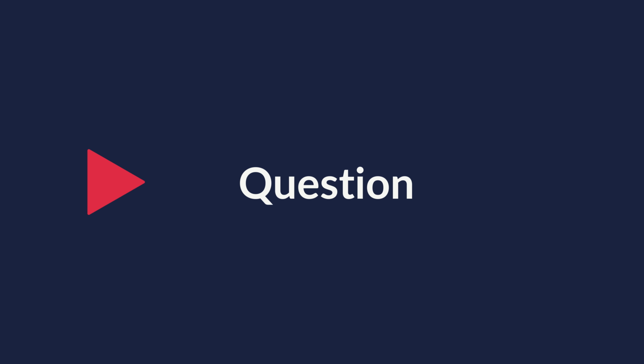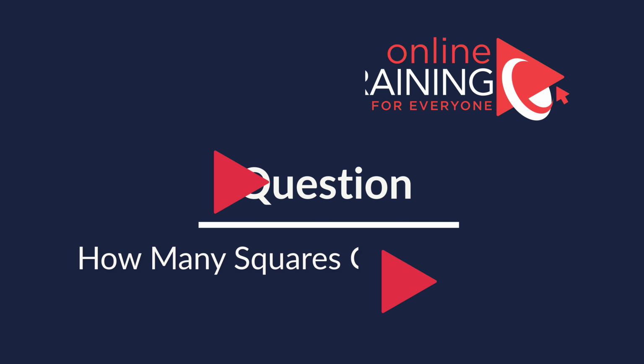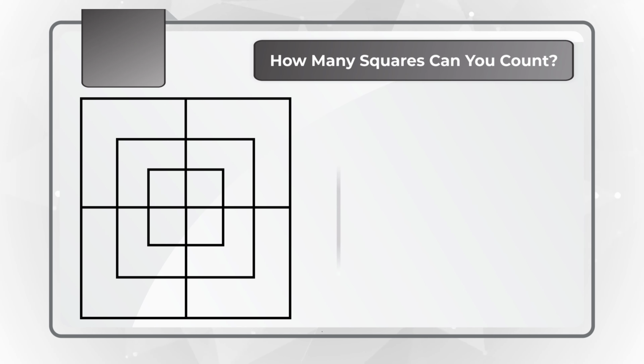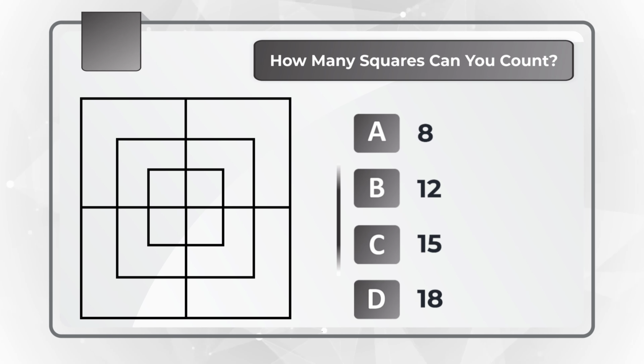Here's an interesting question where you're presented with the very unusual shape and you need to count how many squares are shown on this picture. You have 4 different choices. Choice A, 8. Choice B, 12. Choice C, 15. Choice D, 18.